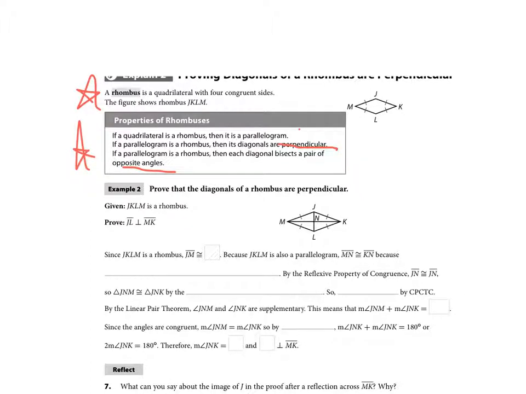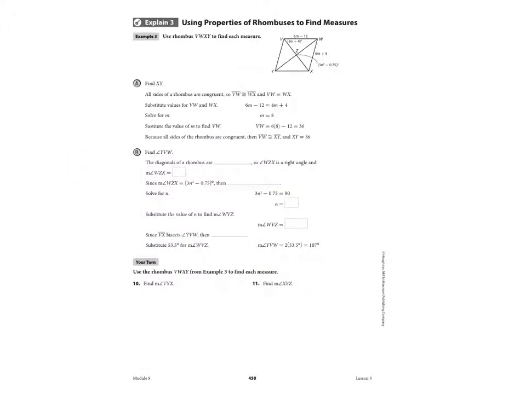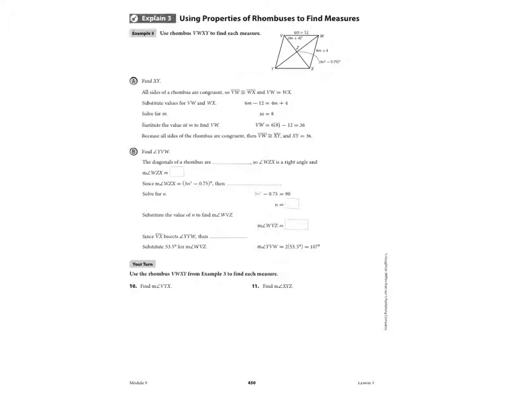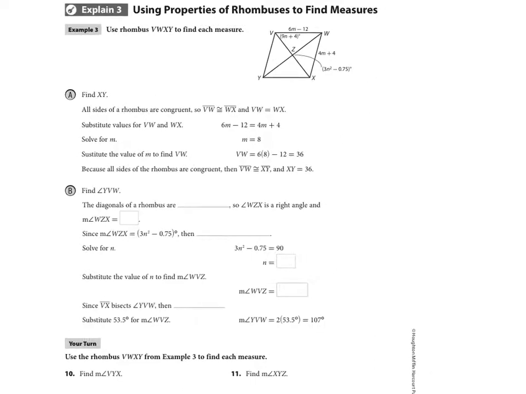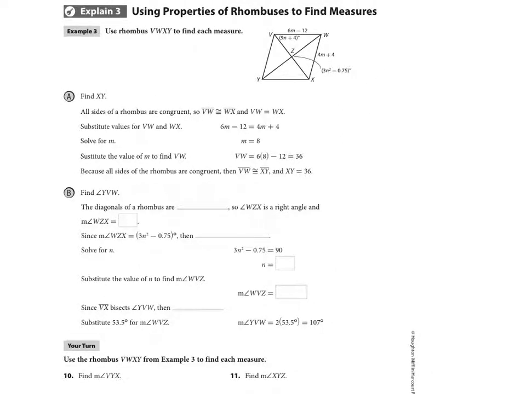And then on page 450, okay, so now we're going to look at the problems. Let's look at B. If we need to, we can read through A in class tomorrow. But B says find Y, V, W. And so it wants us to find this angle right here, Y, V, W. And we know that the diagonals of a rhombus are perpendicular, okay?